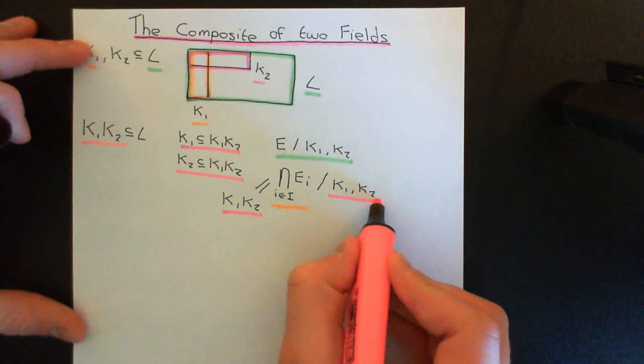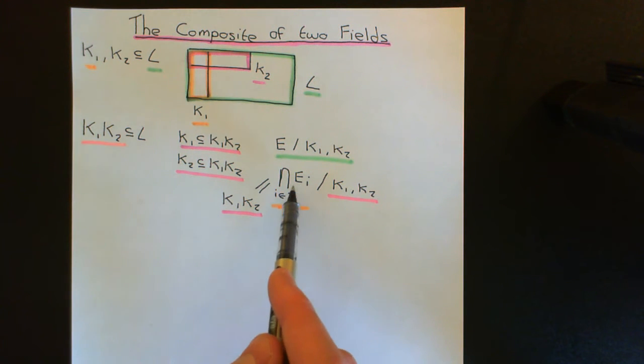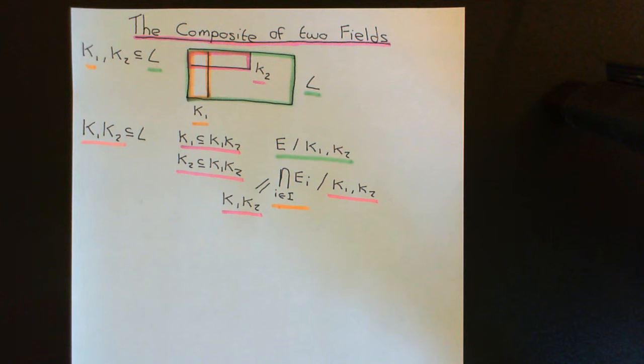Well, because if you take any other field extension of K1 and K2, any other subfield of L which completely contains K1 and K2, then this thing is going to have to be contained within that, because that field extension of K1 and K2 will be one of the things that you intersect together to make this. So this overall answer must be contained within every single one of these things that you've intersected to make it. So truly it is the smallest subfield of L that contains K1 and K2. So there is the definition of the composite of two fields.